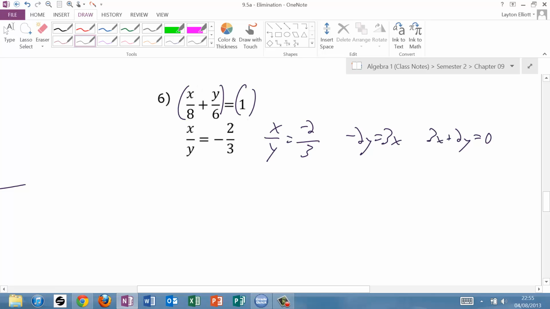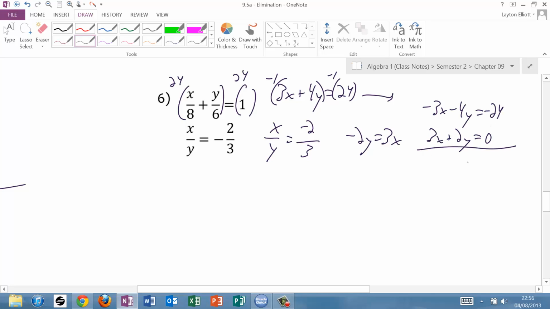Now let's look at this one and multiply it by an LCD. 24 should clear the fractions, so I would get 3x plus 4y is equal to 24. And if I multiply this by a negative, I have -3x minus 4y is equal to -24. And now I can add them and get rid of the x's. -2y is equal to -24, or y is equal to 12.